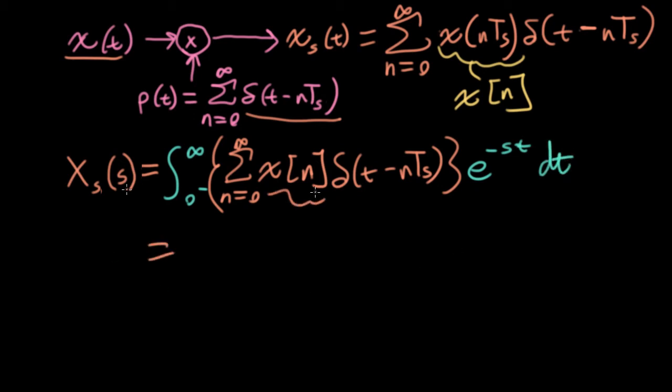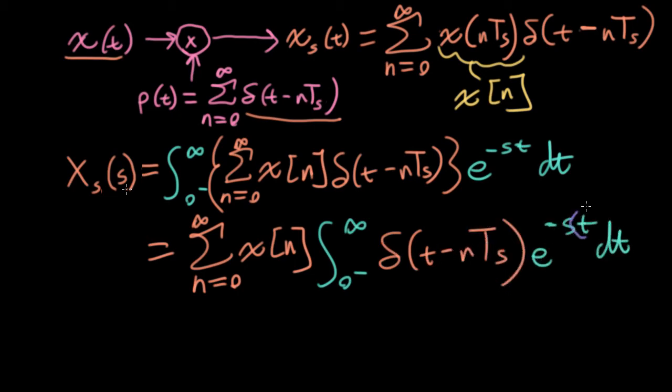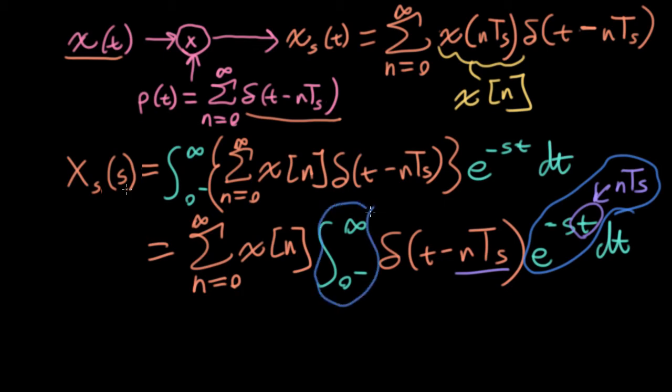So this x of n doesn't have any t's in it, so I'm going to pull this sum over n out in front. And then when I pull the integral inside and simplify this expression, I can plug in capital T s for t, because that's where the delta function turns on. And then I can pull this constant out in front, and then I'm integrating over a delta function, which is guaranteed to be included in the integral.